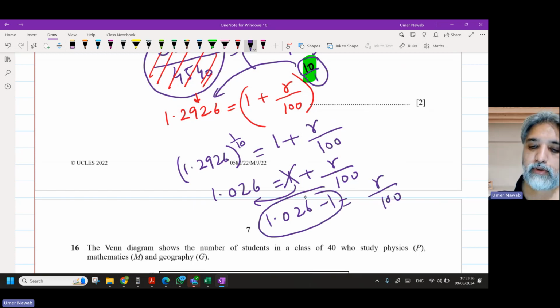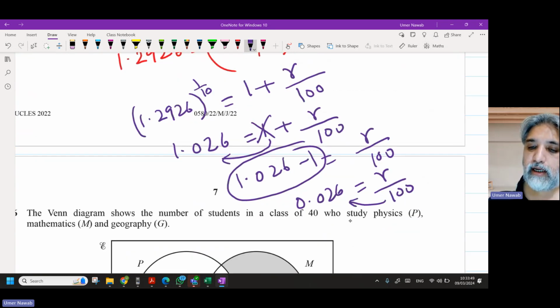The 1.026 minus 1, when you subtract it on the calculator, will give you 0.026 is equal to r over 100. Now you send the 100 this side, so 0.026 times 100 is equal to r. So it will give you 2.6%, guys.